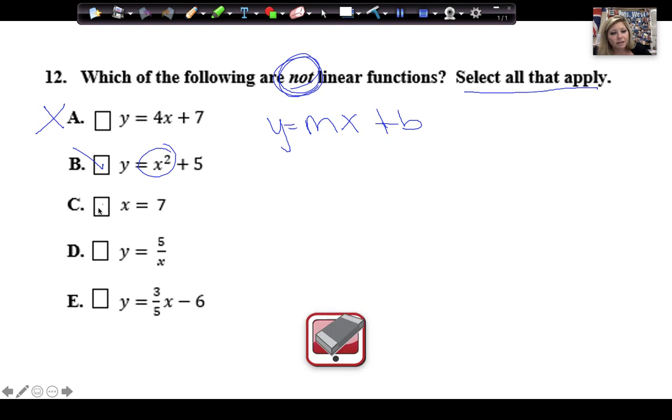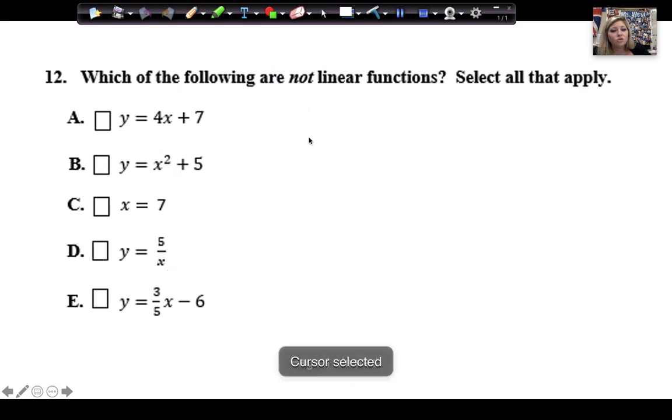X is equal to 7. We can't have that. So that is not a linear function. We cannot divide by x here. So that is not a linear function. And this is in y equals mx plus b form. So it is a linear function. So our answer choices that are not linear functions are B, C, and D.